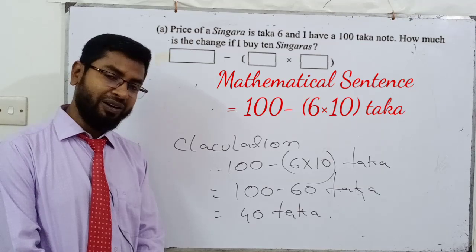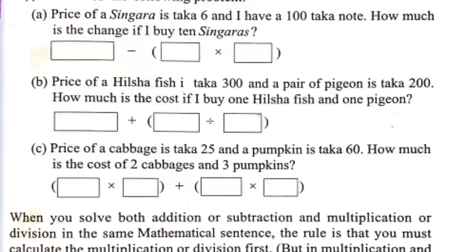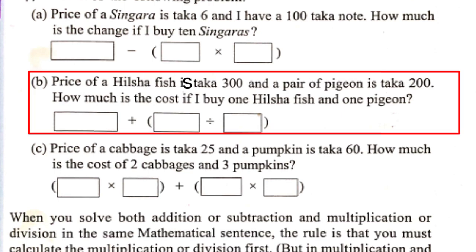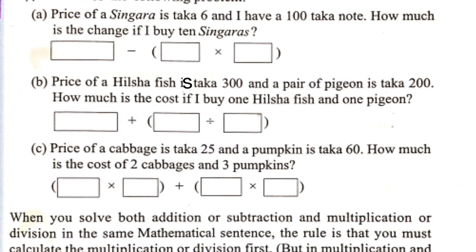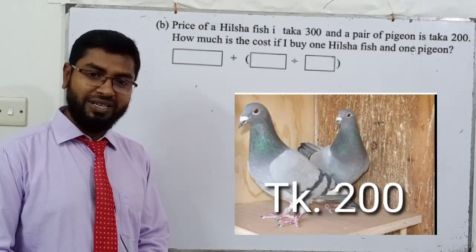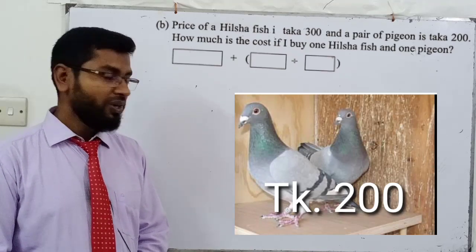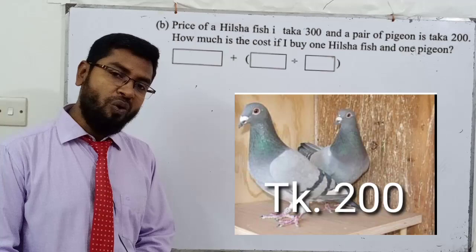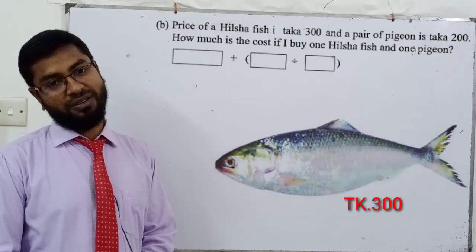Okay. Now see the next math. Follow the next math. Here it is written, the price of a hilsa fish is 300 taka and a pair of pigeon is 200 taka. How much is the cost if I buy one hilsa fish and one pigeon? So one thing is given here. A pair of pigeon. Pair means how many? Yes, 2. Now the price of one pigeon and the price of one hilsa fish.